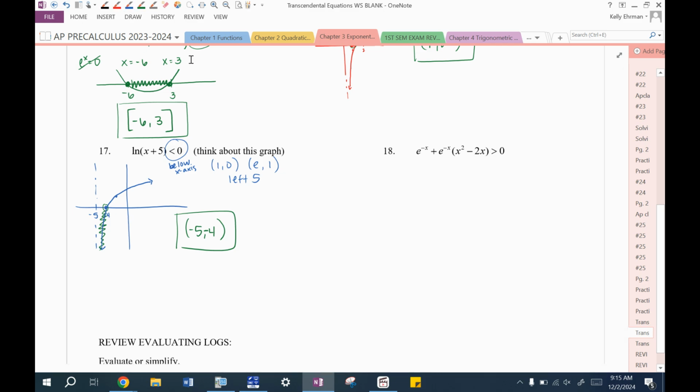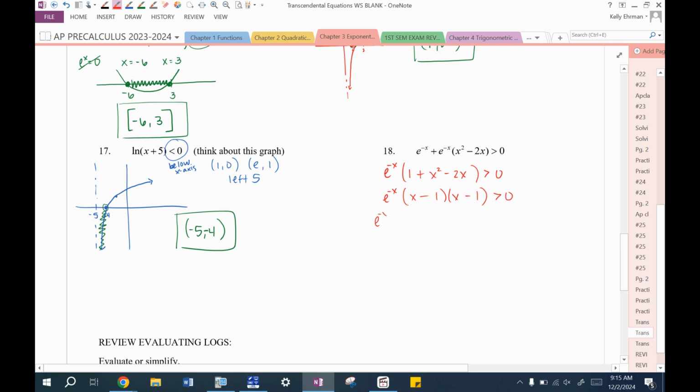Okay, what about number 18? We're not going to graph this, but we can factor this again. We can factor out an e to the negative x. Now, if you do that, you get 1 from the first term, and then plus x squared minus 2x from the second term. Let's factor that a little bit more. So x squared is x and x. This is really x squared minus 2x plus 1, so it's going to be 1 and 1, minus and minus.